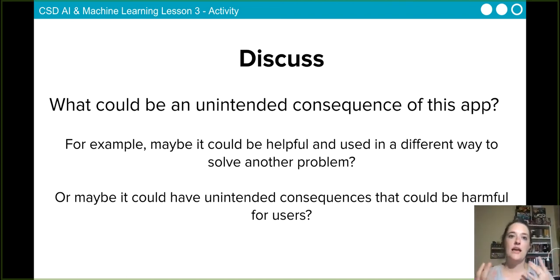So, what is the definition of consequence? That's what I want you to know first, okay? Because sometimes we think of consequences as being negative, or the result of something bad that we have done, but the definition of consequence is a result or effect of an action or condition. You can have positive consequences, or you can have negative consequences. So whenever I say what could be an unintended consequence of this app, it could be a positive unintended consequence.